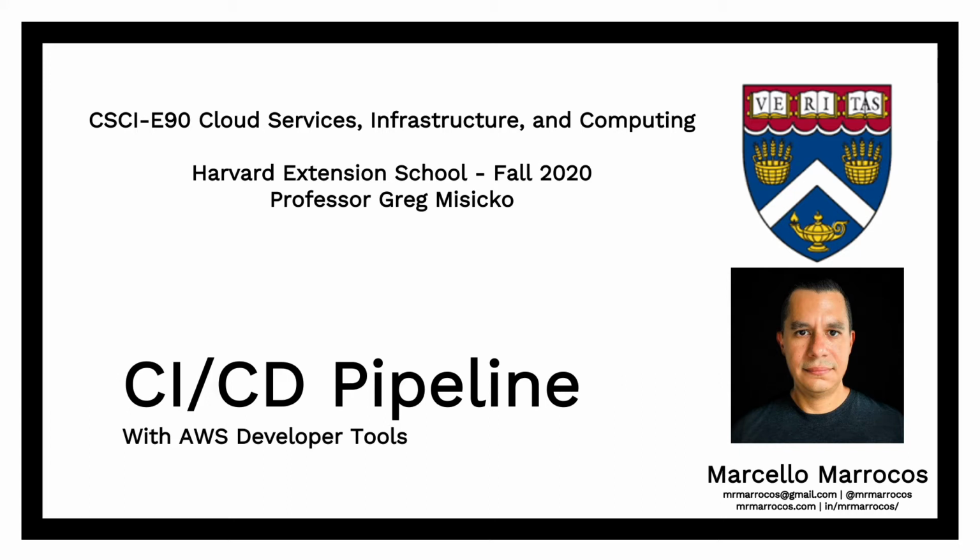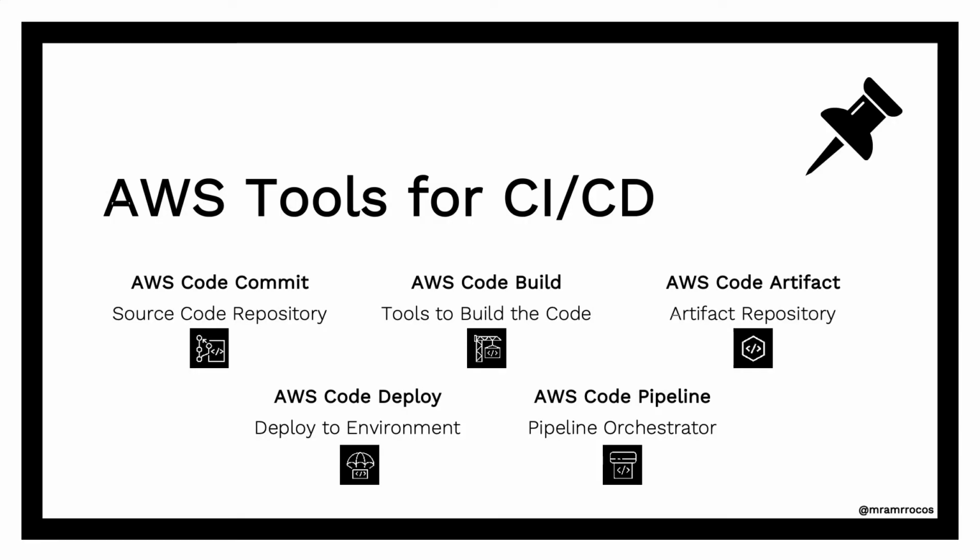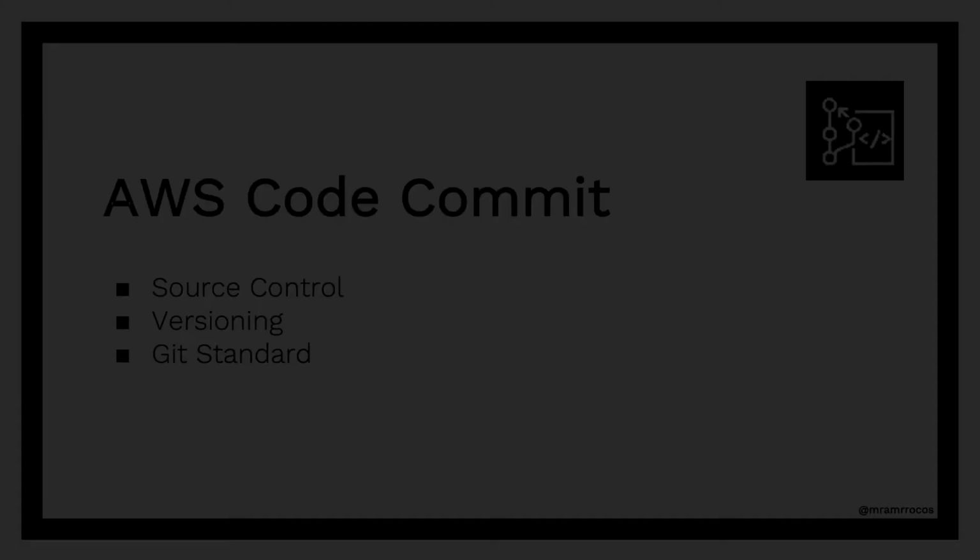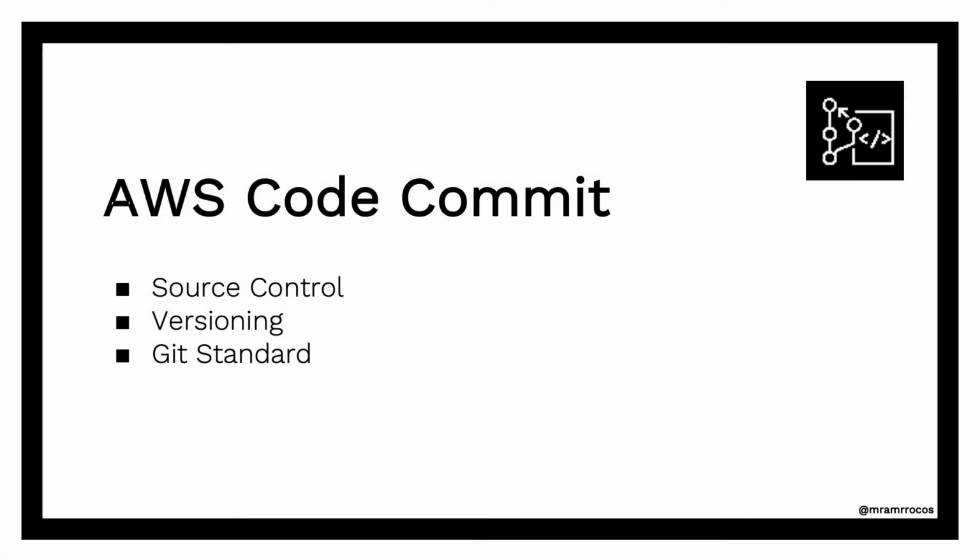I'll talk about CI/CD pipeline tools offered by AWS. The tools offered by AWS for CI/CD are the following: Code Commit, Code Build, Code Artifact, Code Deploy, and Code Pipeline. Code Commit is the tool that you use to create and manage your private source code repositories. It uses the Git standard and can be seamlessly integrated with other Git-based tools like SourceTree.